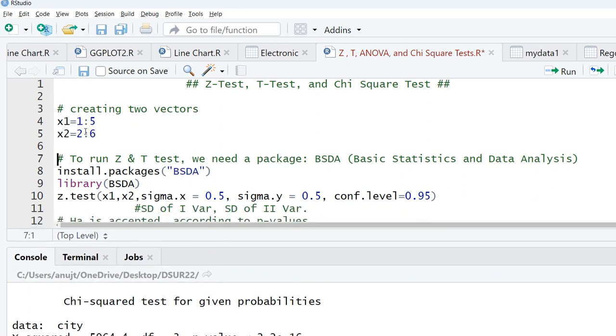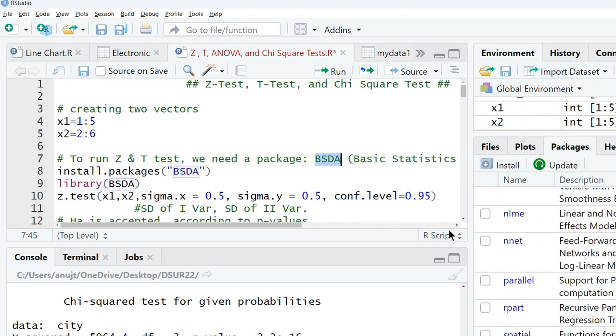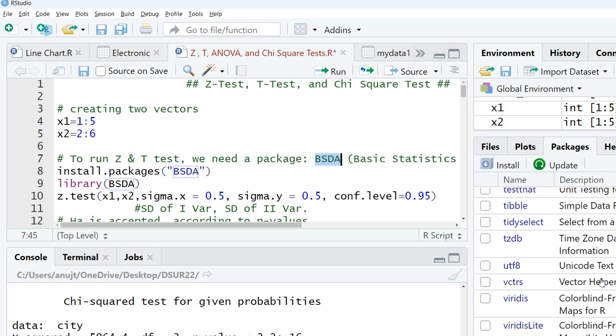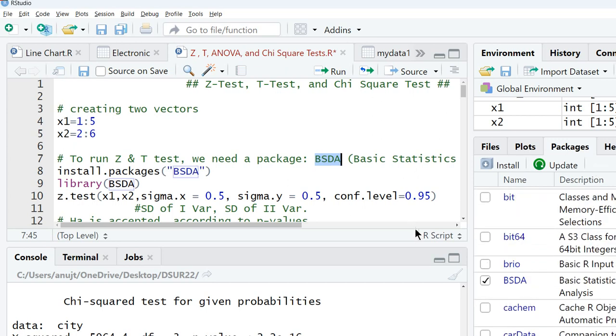Now the first thing is, to run Z or T test, we need a package called BSDA, that is Basic Statistics and Data Analysis package. This is one of the oldest package and very powerful package. So it must be in your packages. Okay. So let me check whether I've called the package or not. Yes. Okay. So this is the package. So either you can write library BSDA, or you can click on this checkbox.